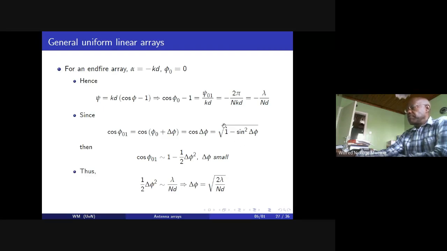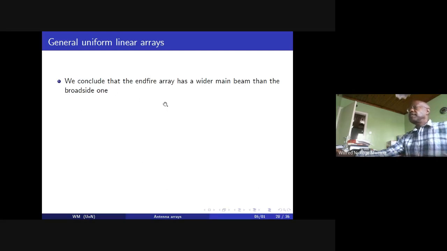Therefore, we can use a binomial expansion of that equation. Thus we see that half the delta phi squared is equal to lambda, the wavelength, divided by the length of the array, or in other words, delta phi is just the square root of twice the ratio of the wavelength to the length of the array. So we conclude that the end-fire array will have a wider beamwidth than the broadside one. That is, the broadside has a sharper beam than the end-fire one.